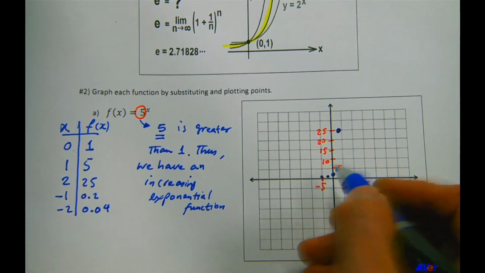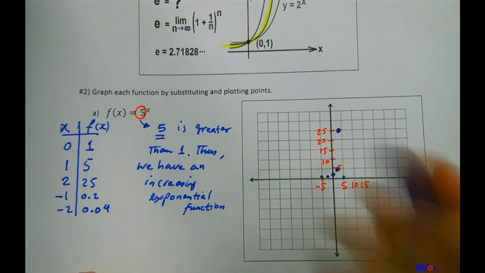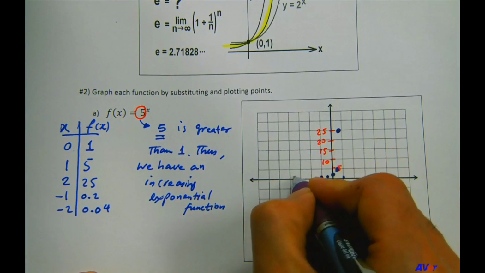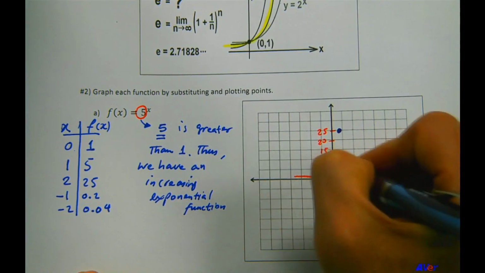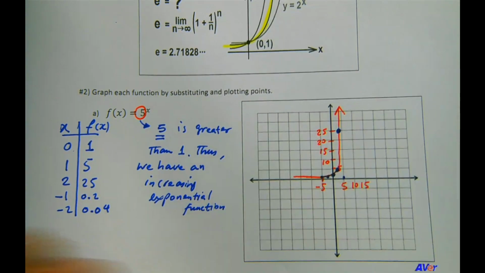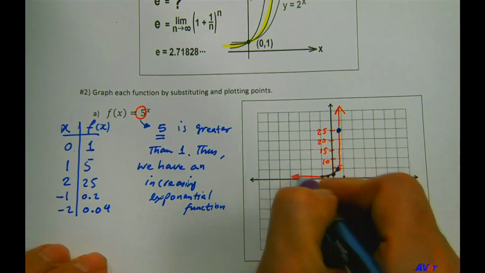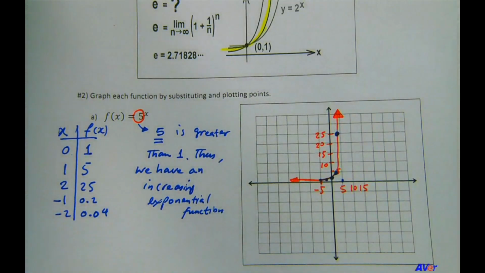If I graph this, I'm going to use my red ink so it shows better. The line is coming from here, then it goes through these points, and then it shoots up like that, growing very, very rapidly. And on that side also it goes this way and that way. Okay, so that's a rough sketch of that.